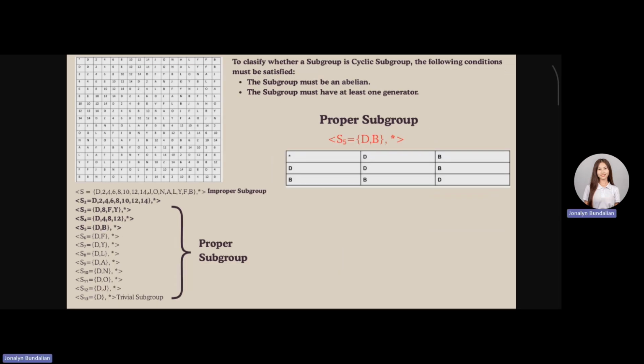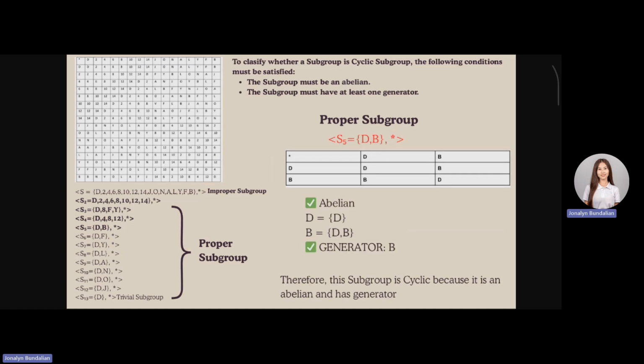For S sub 5 is equal to D and B, we will check if it is abelian and has at least one generator. So for the S sub 5, here is our table, and it is abelian. D is equal to D, B is equal to DB, and the generator is B. Therefore, this subgroup is cyclic because it is abelian and has a generator.